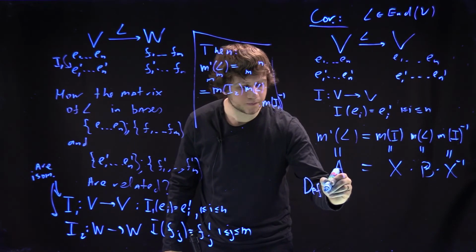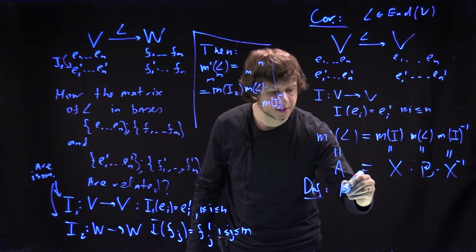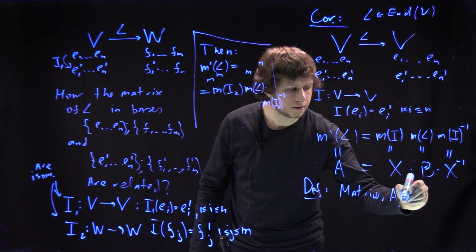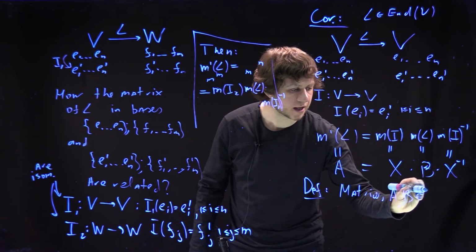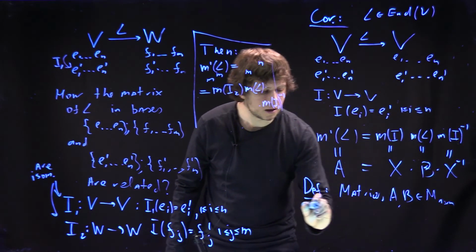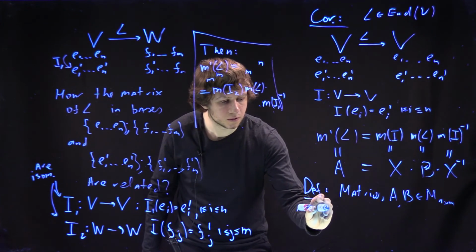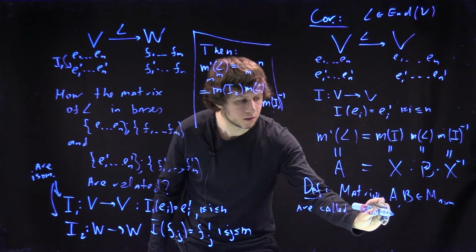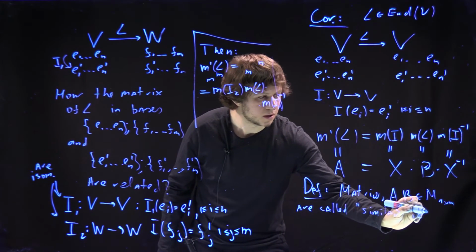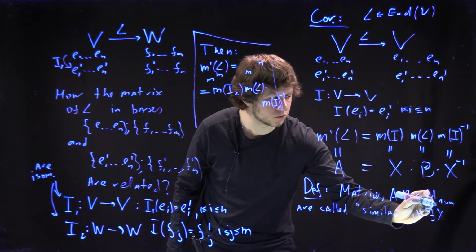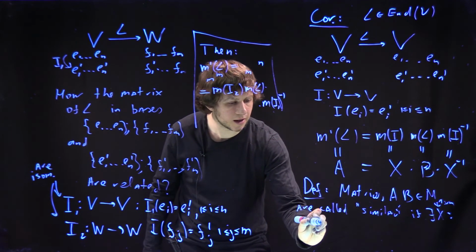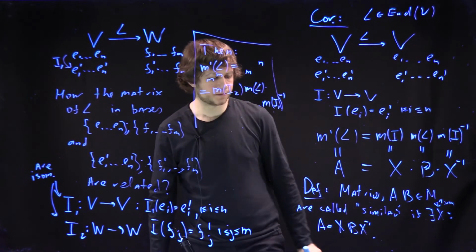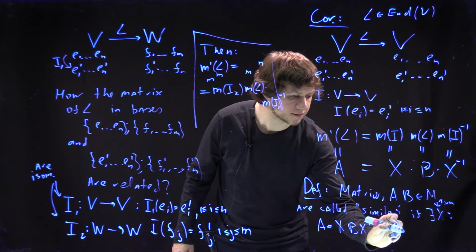So matrices A and B of size n by n are called similar if there exists X also there, such that A equals X B X inverse. And the notation is sometimes A is similar to B.